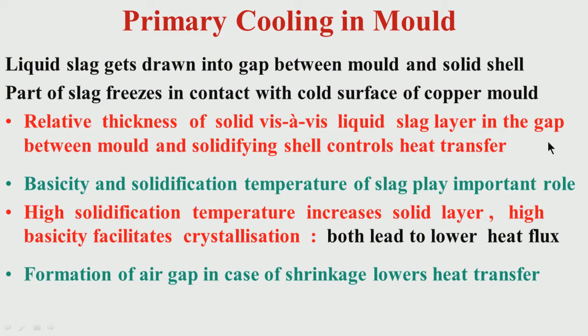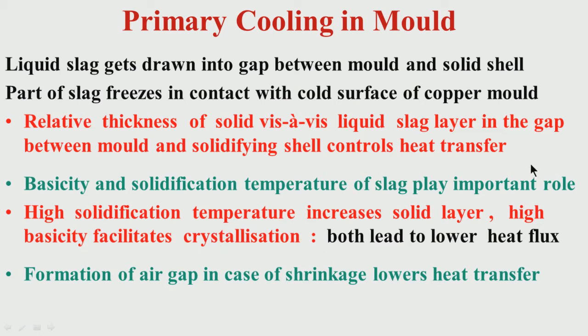How is it controlled? It is controlled by two factors of the mold powder, or the mold slag. First is the basicity, the ratio of calcium oxide to SiO2, and second is the solidification temperature of the slag. They play an important role. If you have a high solidification temperature, it will get solidified at a relatively higher temperature, so the thicker will be the solid layer of the mold slag. So, this is important. High solidification temperature increases the solid layer.